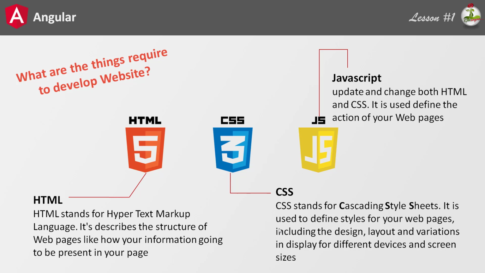Then what's the purpose of JavaScript? JavaScript is used to define the action of your web page. It's like when you are clicking on a page, what is the thing it has to do? Like clicking, rollover, control, resize. So based on the actions, how your web page has to react to your action, it will make your web page alive always, based on your actions.